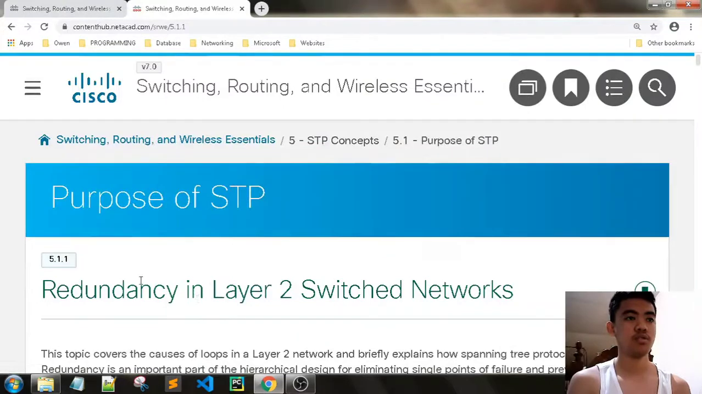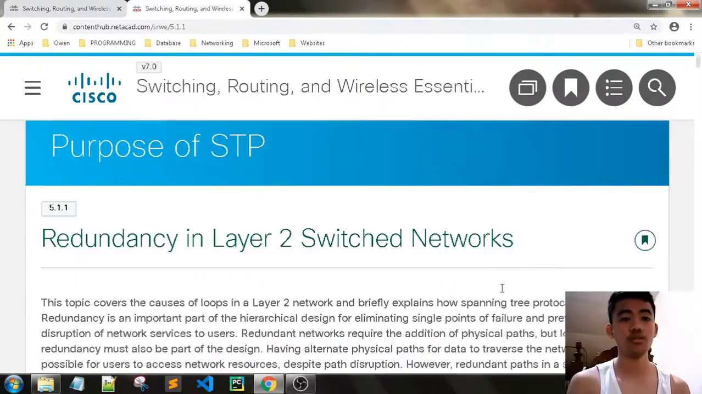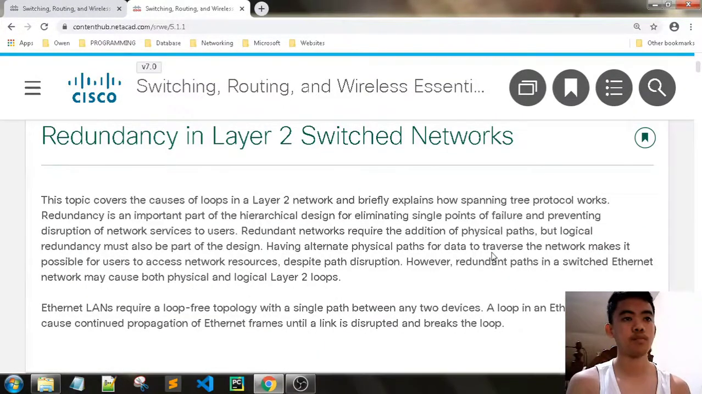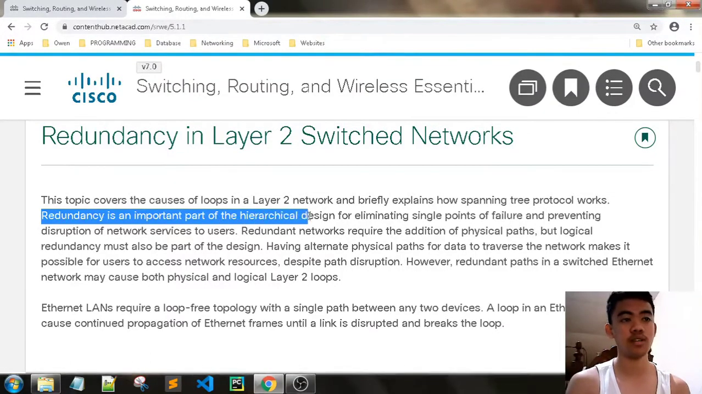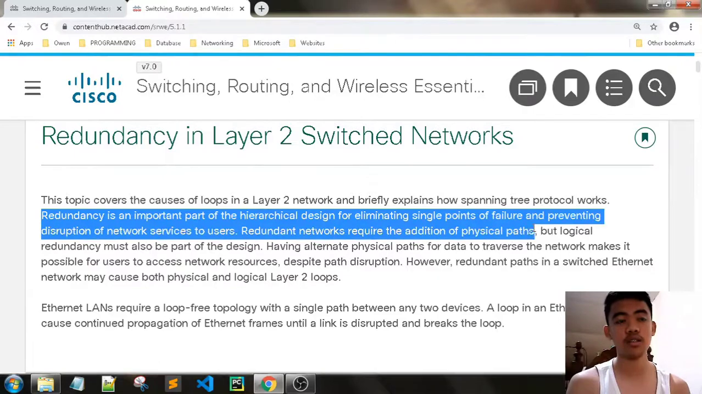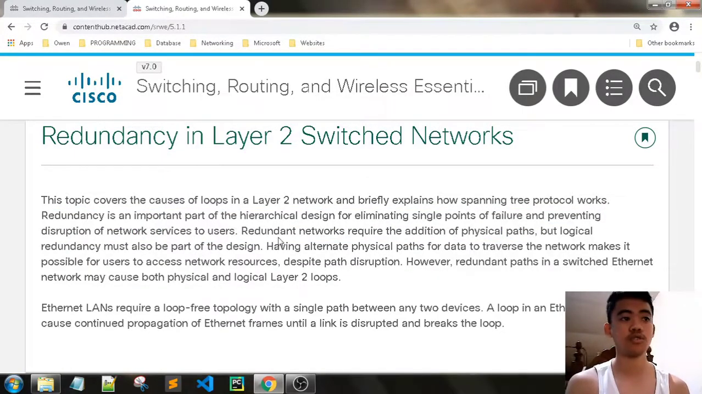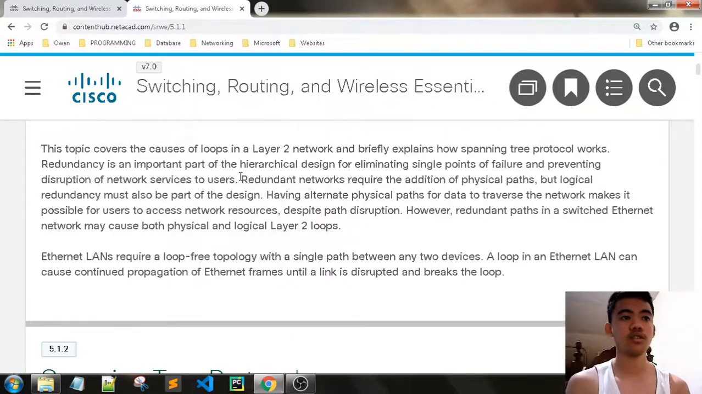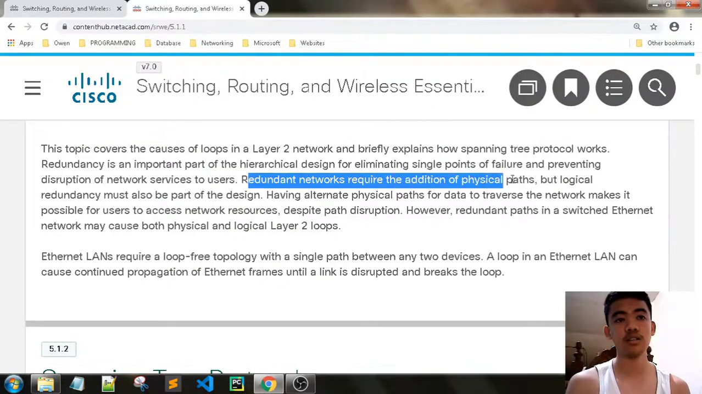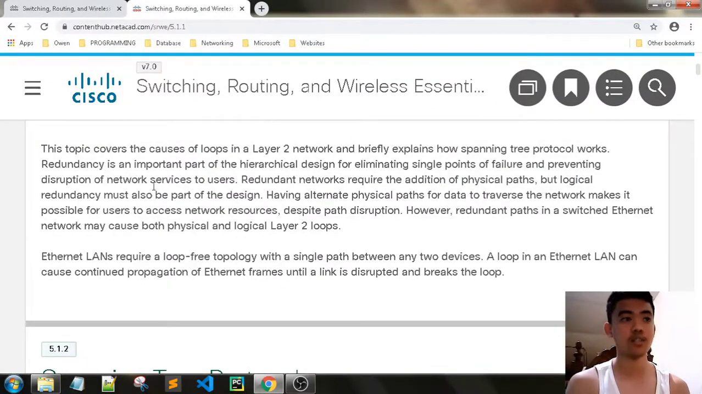Purpose of STP, so redundancy in layer 2 switch networks. Redundancy is an important part of hierarchical design for eliminating single points of failure and preventing disruption of network services to users. Redundant networks require the addition of physical paths, but logical redundancy must also be part of the design. As you can see, we have here the addition of physical paths.